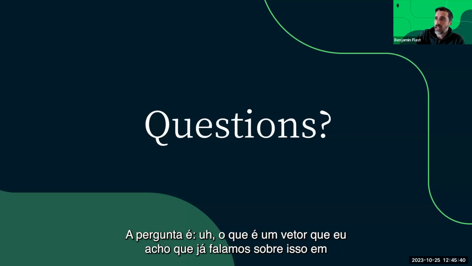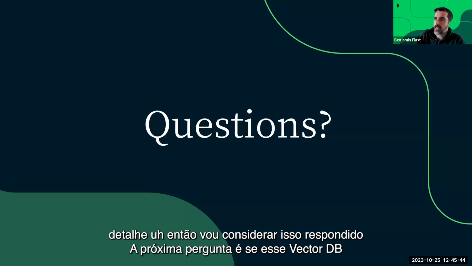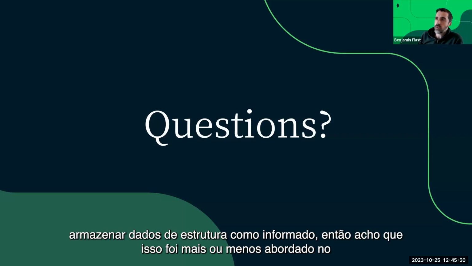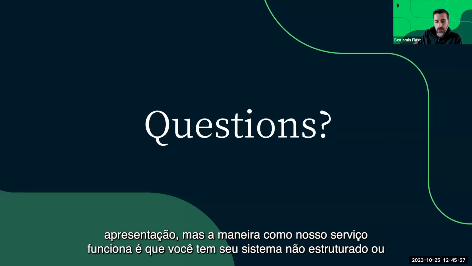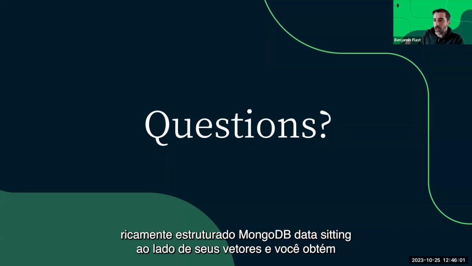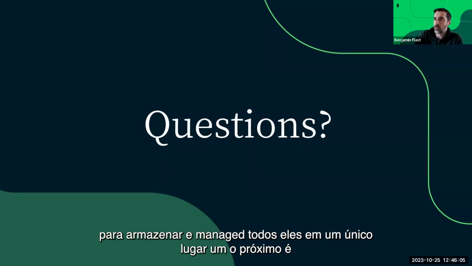The second question is, what is a vector, which I think we covered in detail, so I'll consider that answered. Next question is, does this vector DB store structured data as embedding? I think this was covered in the presentation, but the way our service works is you have your unstructured or richly structured MongoDB data sitting right alongside your vectors, and you get to store and manage them all in a single place.